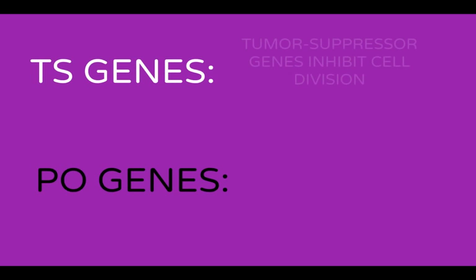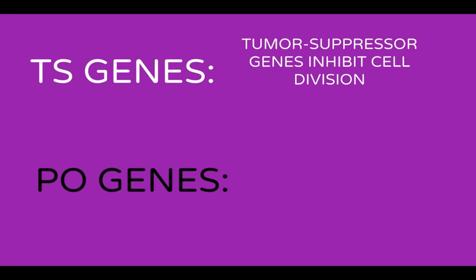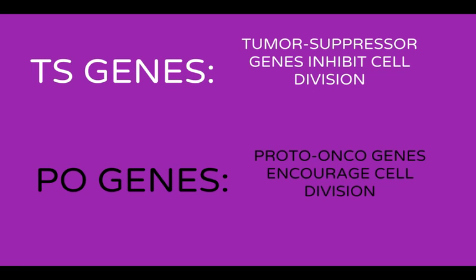In order for things to go well, there has to be an even number of tumor suppressor and proto-oncogenes. Tumor suppressor genes, or TS genes, inhibit cell division, acting like brakes. Proto-oncogenes encourage cell division. The problem can arise if one of these genes becomes mutated.